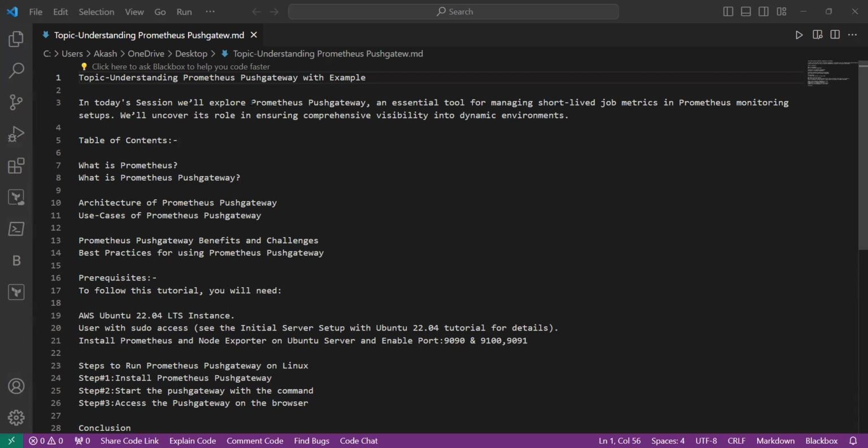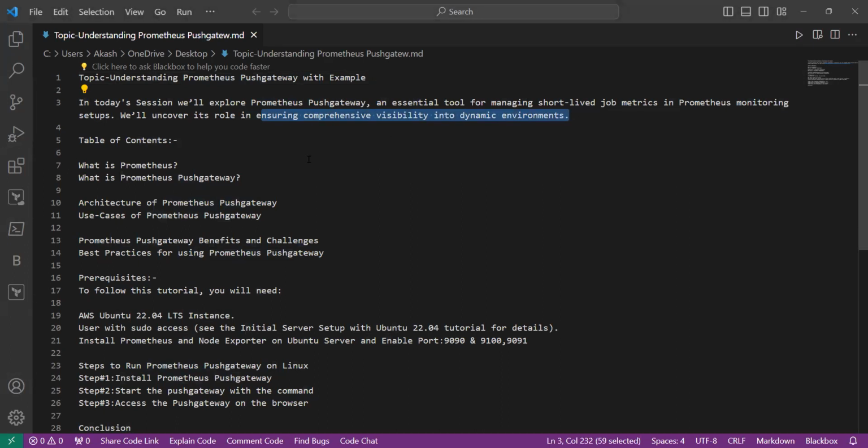In today's session, we will explore Prometheus PushGateway, which is an essential tool for managing short-lived job metrics in a Prometheus monitoring setup. We will uncover its role in ensuring comprehensive visibility into dynamic environments.